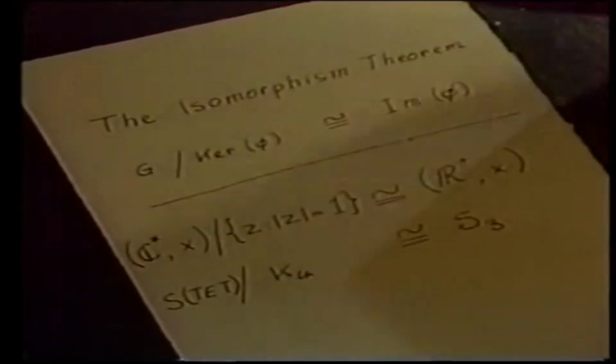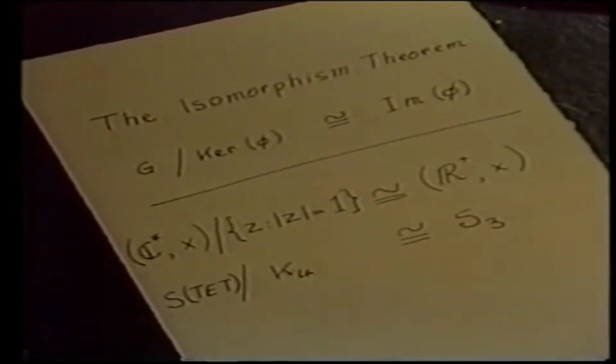Well, we've used the isomorphism theorem to answer both the questions we asked at the beginning of the program. The isomorphism theorem has given us a practical way of identifying quotient groups, and that's why it's so important.